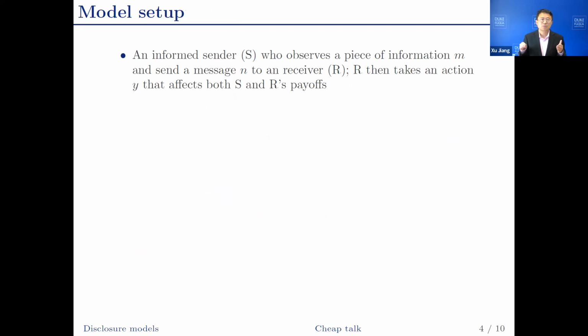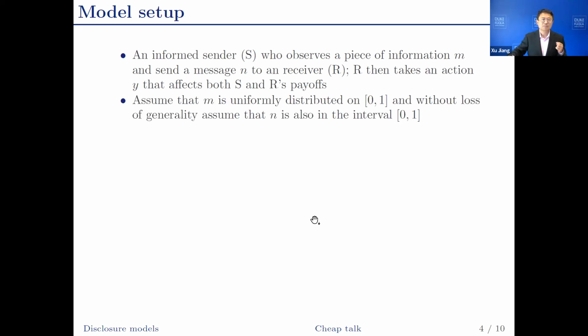There is a sender who is informed. Think about the sender as a manager. The sender observes a piece of information M, and the sender sends a message N to a receiver. Think about a receiver as a shareholder or shareholders of the firm. Because talk is cheap, N can be anything. N is not necessarily equal to M. The receiver then takes an action, Y, that affects both the sender's and the receiver's payoffs. We're going to see an example of Y in the shareholder manager setting very soon.